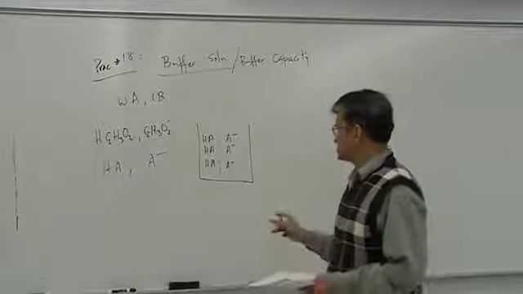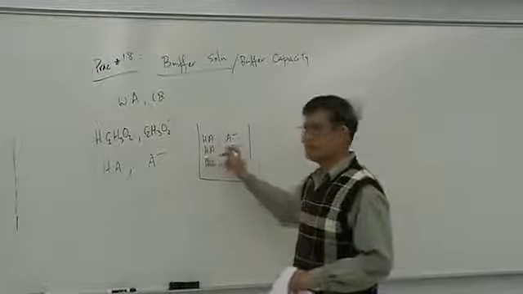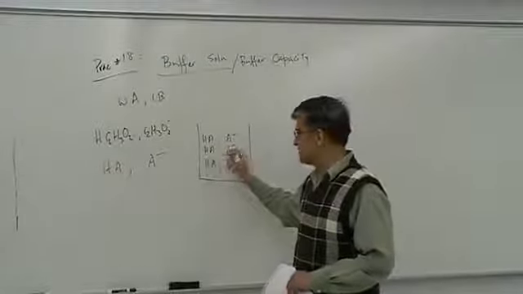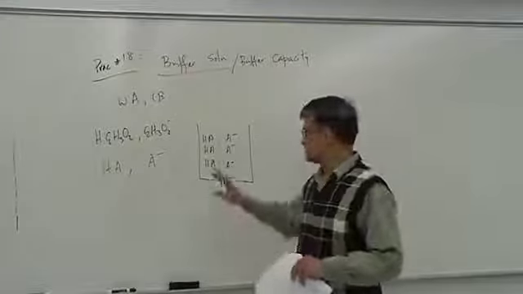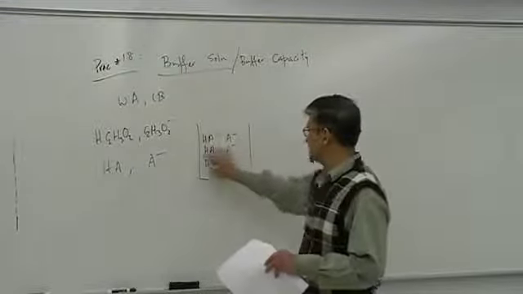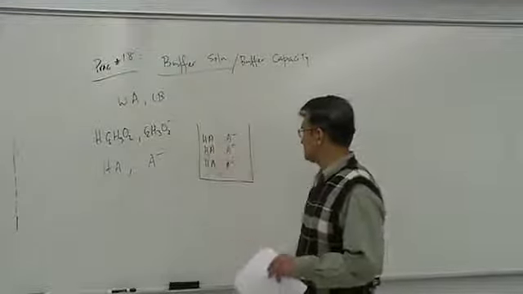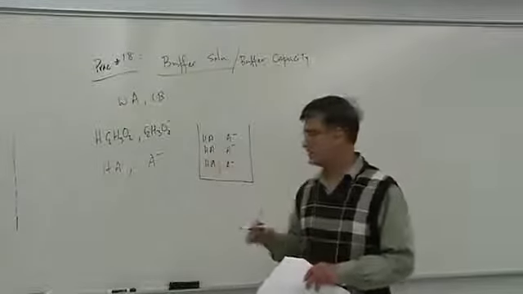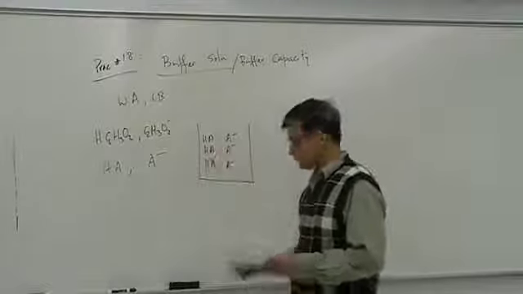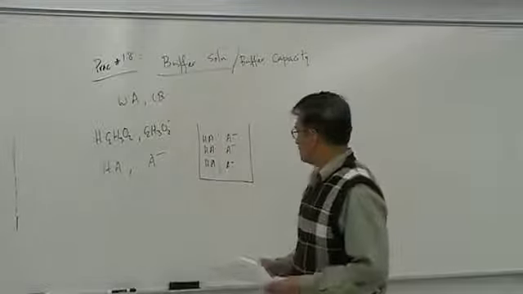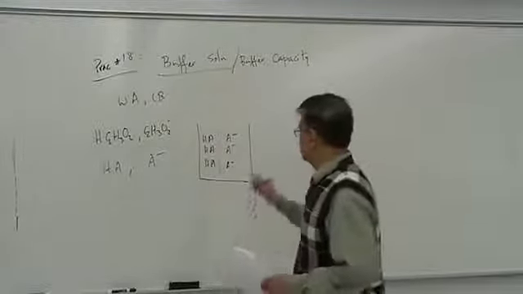That would give you a buffer solution, because I have a weak acid and its conjugate base, even though I'm bringing A minus by adding sodium acetate. So sodium gets separated, it would be floating around within the solution, but would not play any role here. It's called a spectator ion, and this is the weak acid.